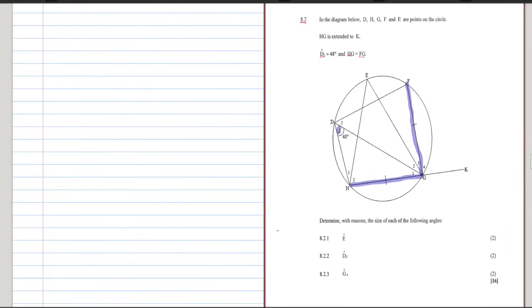Okay, then we are given this piece of information. What else is important? We don't have a tangent. However, we do have a cyclic quad. Maybe let me highlight that in green. That's going to come in handy. All right, so this is a cyclic quad.